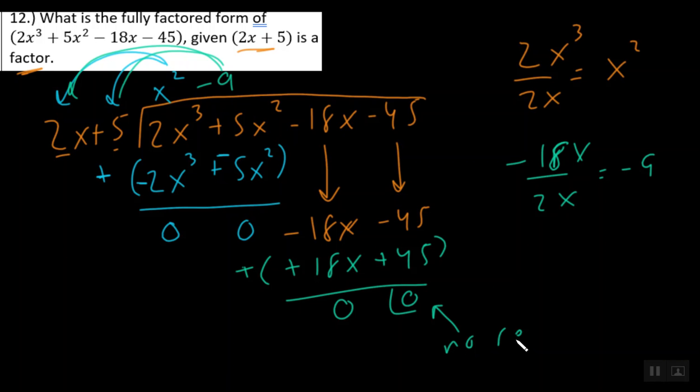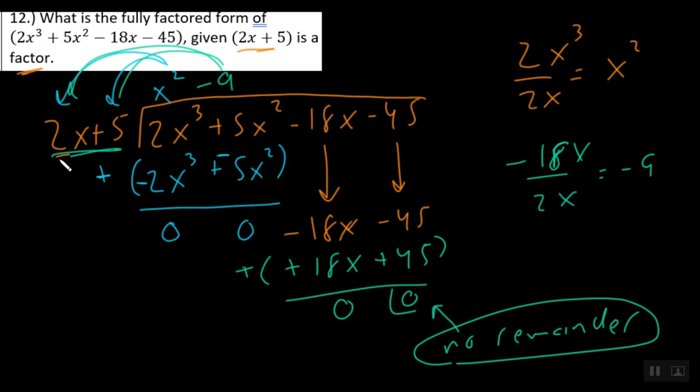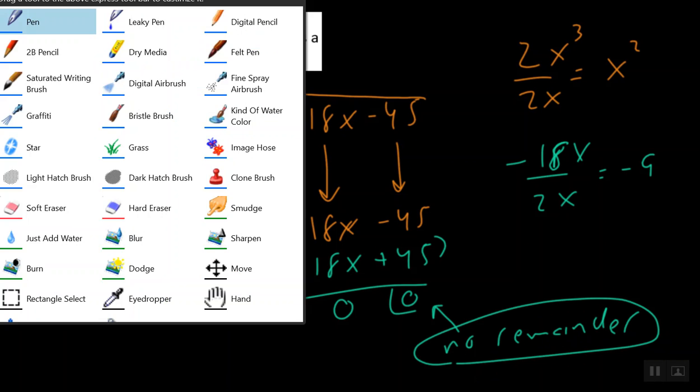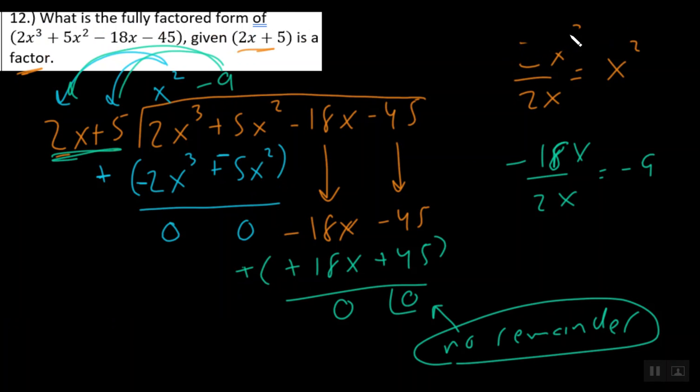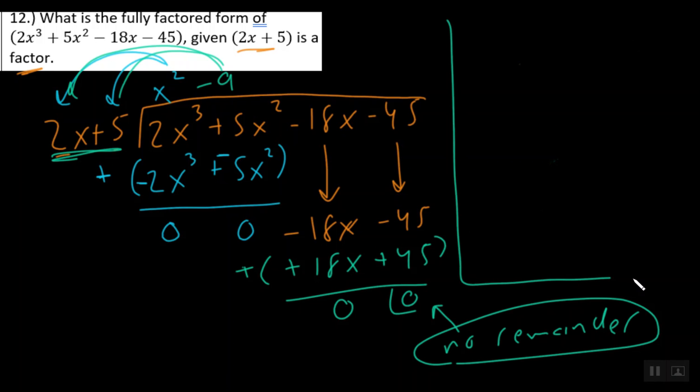There's no remainder. Now this is what we would expect if 2x plus 5 is a factor. As you continue to write that down, let me do a little erasing over here, because this question is actually asking you for the fully factored form. So how in the world do you find the fully factored form? Well, we are given that 2x plus 5 is a factor, so we write 2x plus 5. And the quotient of our polynomial divided by 2x plus 5 is x squared minus 9.